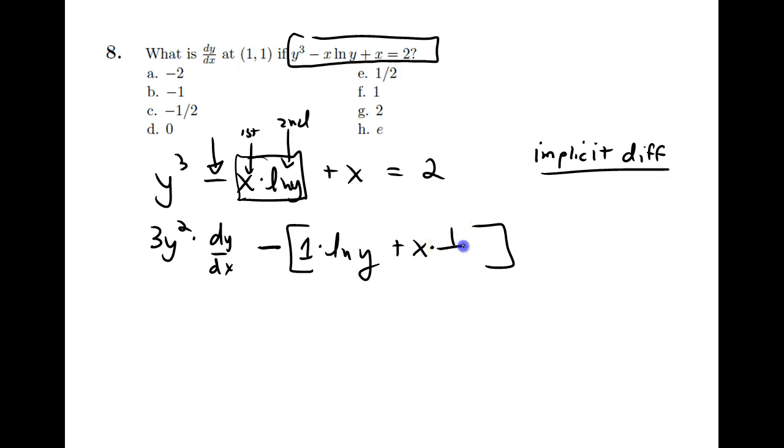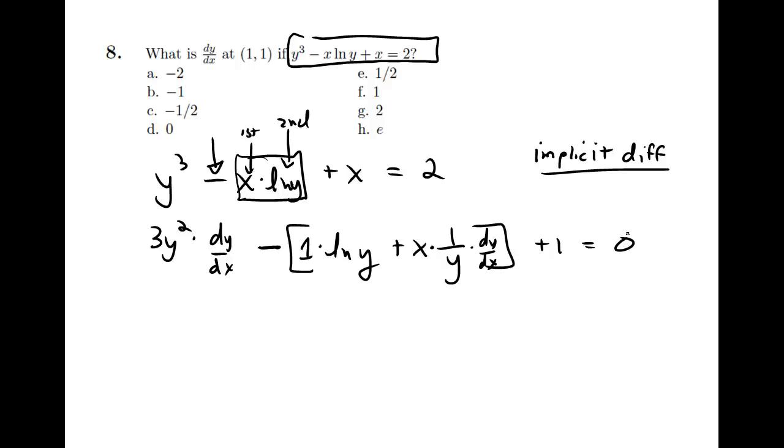Here we go. The derivative of the second, don't forget, y prime times that. Plus a 1 equals 0. Don't make it 2. Some people make a mistake of just copying down the right-hand side. You're taking the derivative of both the right and the left. So you get a 0.